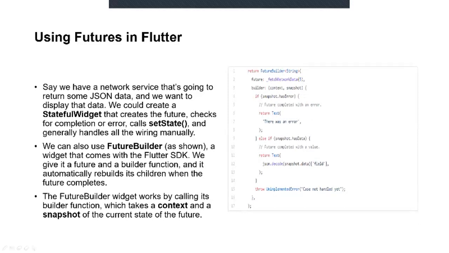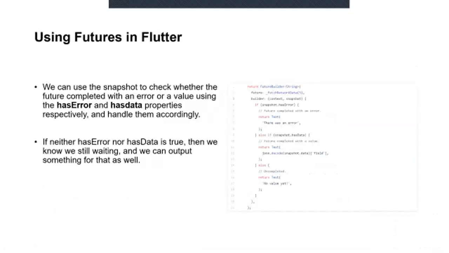And then the builder function, this is the one that is called. And like we said, it takes the context and the snapshot of the current state of the future. Here we have to handle the three states of the future. So we can use the snapshot to check whether the future has completed with an error or a value using the hasError property or the hasData property respectively, and then handle them accordingly. So here we have said that the snapshot represents the current state of the future.